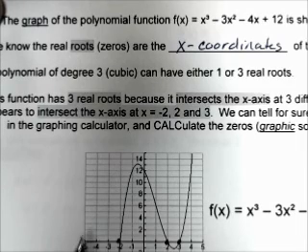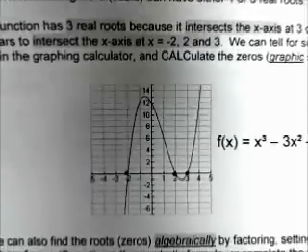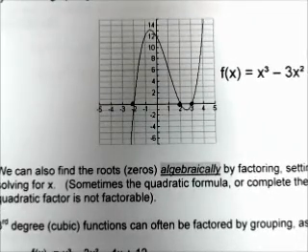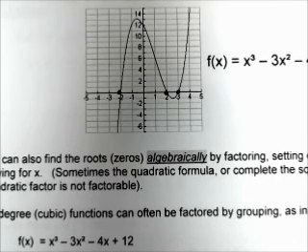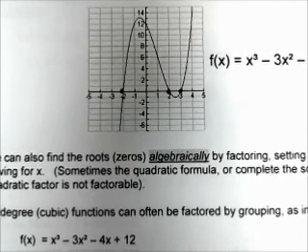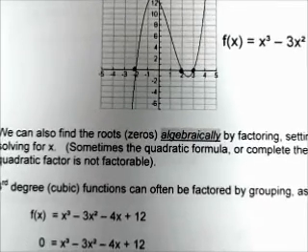The graph appears to intersect the x-axis at -2, +2, and 3. We can tell for sure by entering the function into y equals in the graphing calculator and calculating the zeros. We can also find the roots, or the zeros, algebraically by factoring, setting each factor to 0 and solving for x. Sometimes the quadratic formula, or completing the square, is required if the quadratic factor is not factorable. So let's take a look at solving this algebraically.